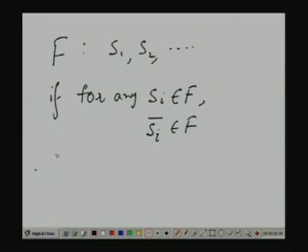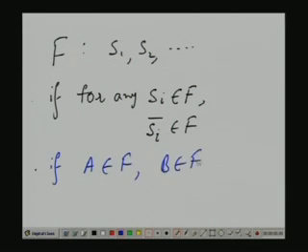And number 2 is, if A is an element of F and B is an element of F, then their union also is an element of F. These two conditions must be satisfied. There are some properties which follow from this, which we will now be considering.